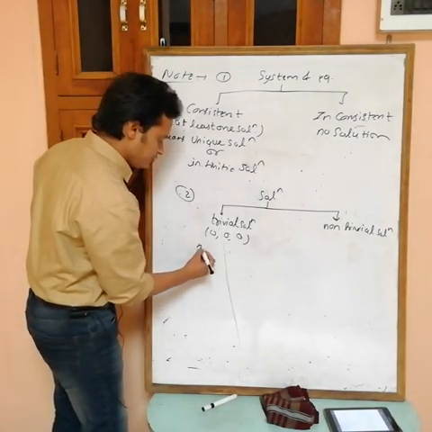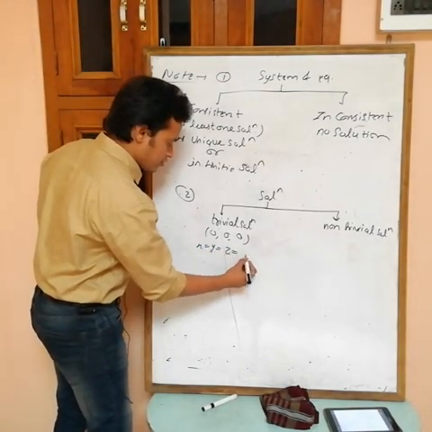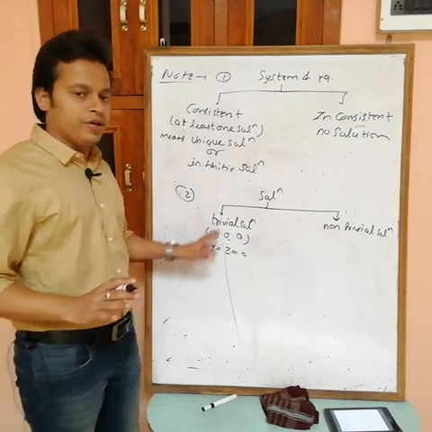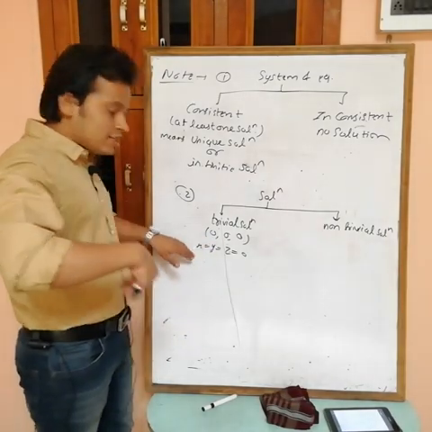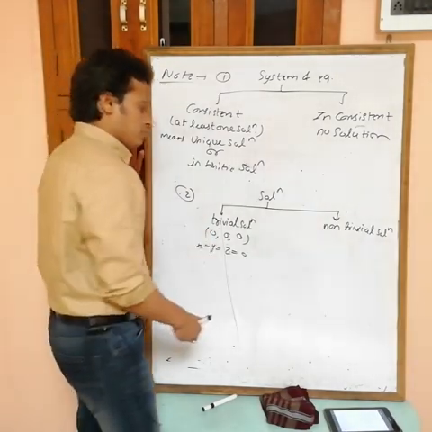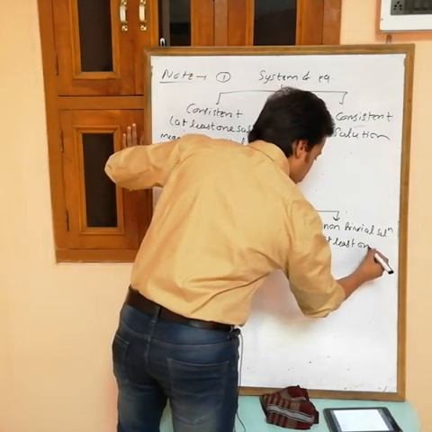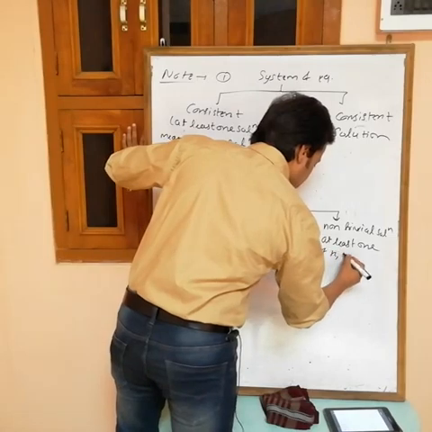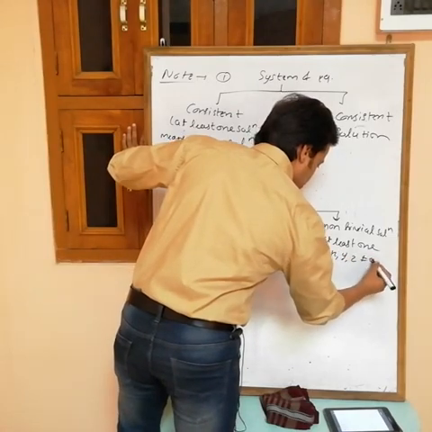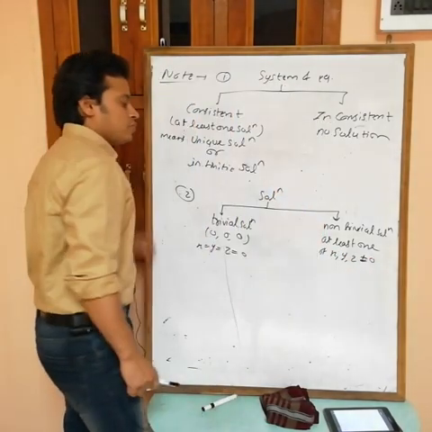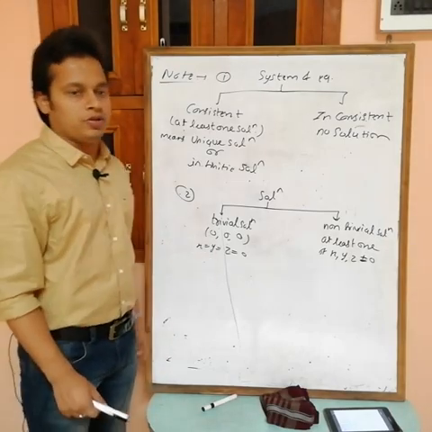Okay. In this one, x equals y equals z equals 0. This is the only one known as the trivial solution. If at least one is non-zero, then it is a non-trivial solution. That is, at least one of x, y, z is not equal to 0.